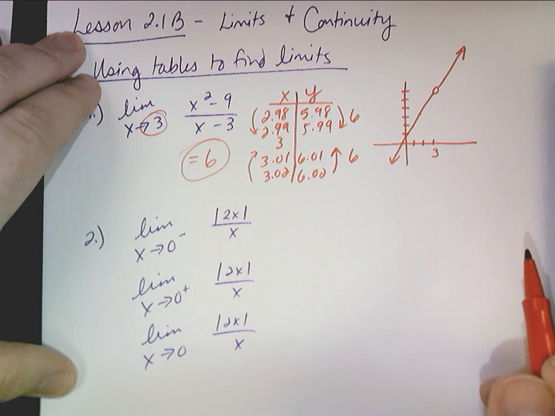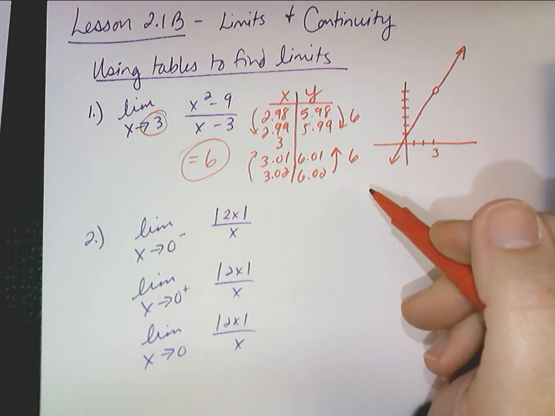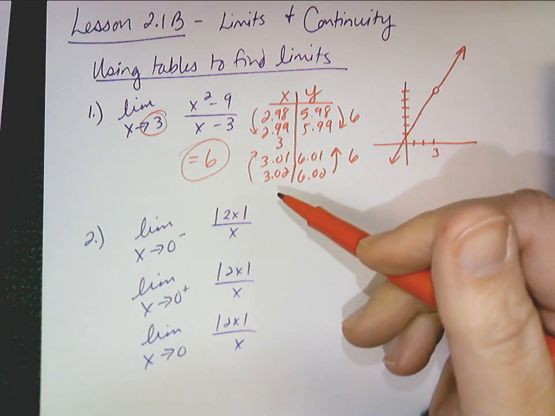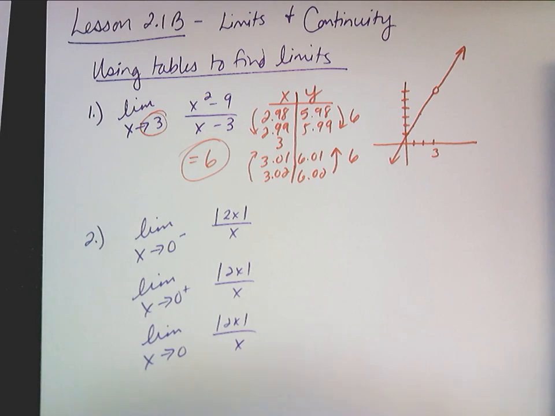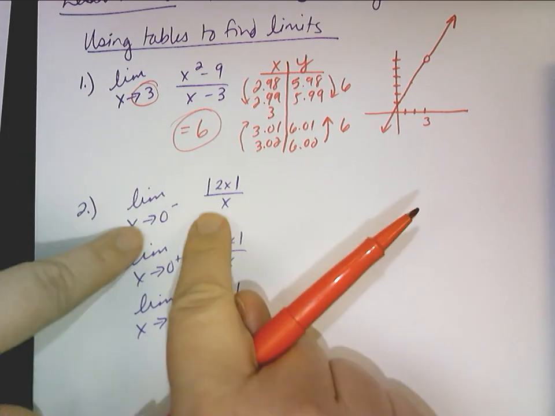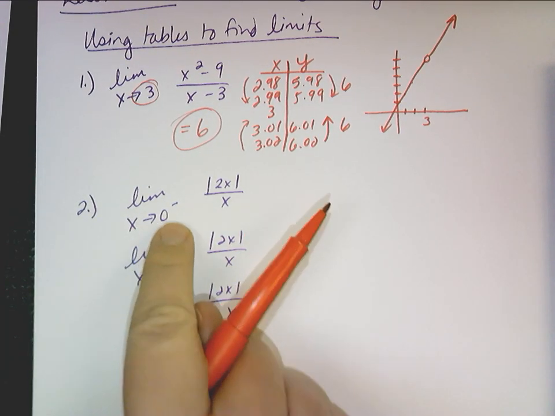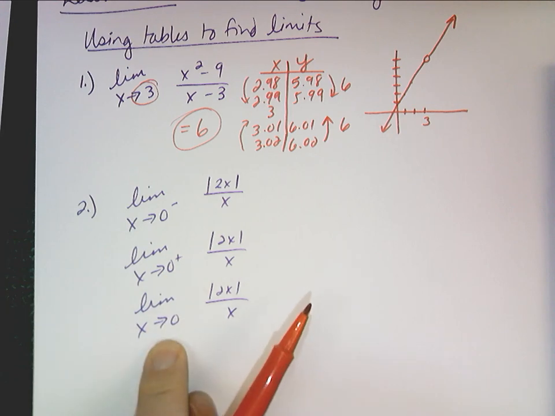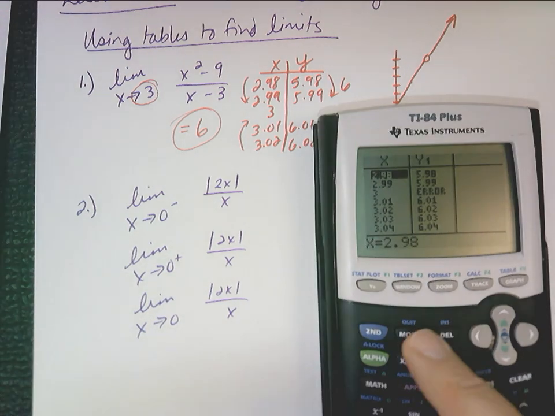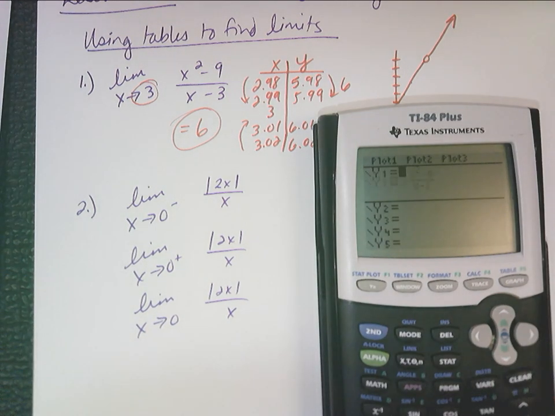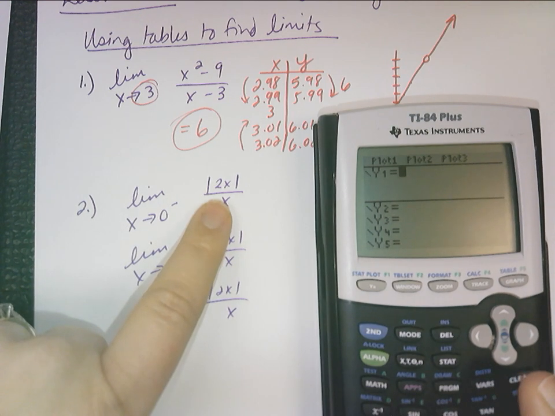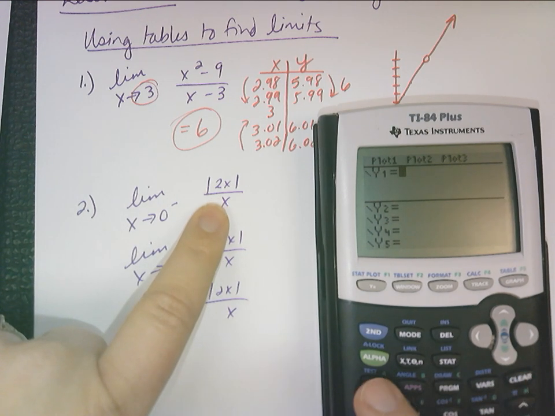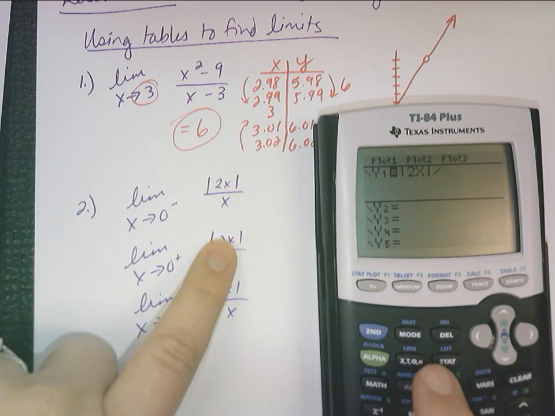Okay? So again, you can use a graph for this, or you can use a table, but we're going to use tables for this specifically. All right? So now we're going to do this one. The limit as x approaches 0 from the left, the limit as x approaches 0 from the right, and then the limit as x approaches 0. So I'm going to type into y equals my absolute value. Do you remember where to find absolute value in the calculator? Math, num, abs, 2x, and then divide by x.